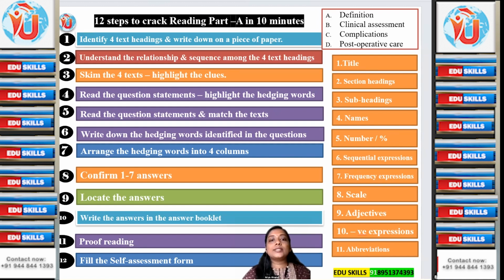Then read the question statements and highlight the keywords. That is the 4th step. When you are reading the question statement, you have to highlight or underline the keywords from the question statements. Then read the question statement and match the text.